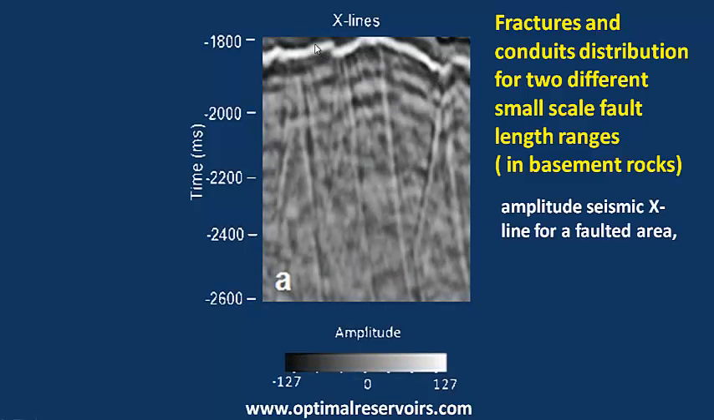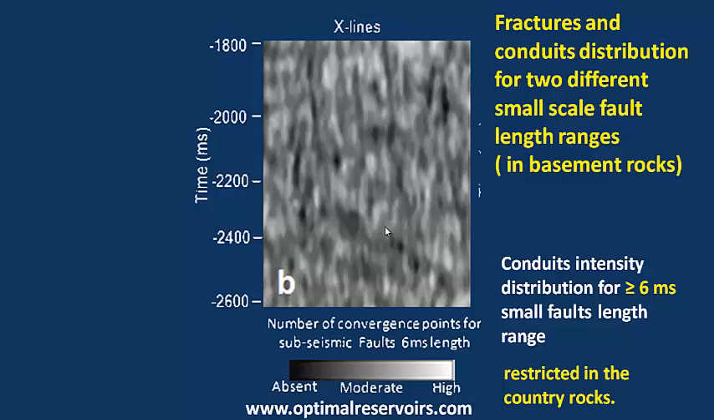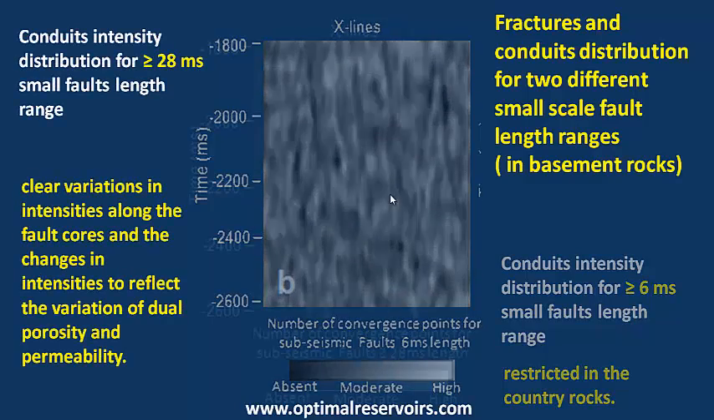This is a seismic cross section in a faulted area, and in that example we are using different small-scale fault length ranges. That's the example in basement rock. For length ranges above or equal to 6 milliseconds, we consider it small size range. We can see that fractures are restricted in the country rock around the main fault in the area.